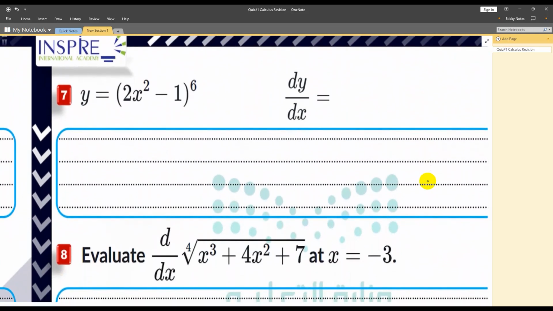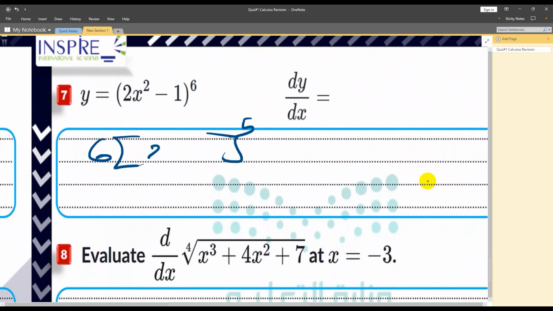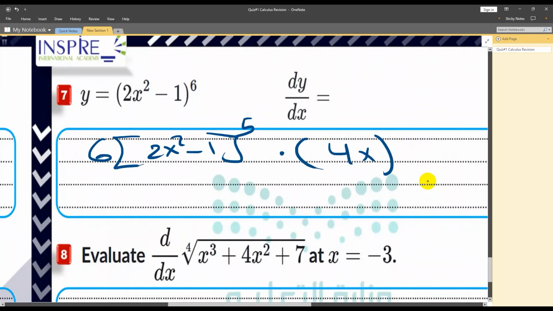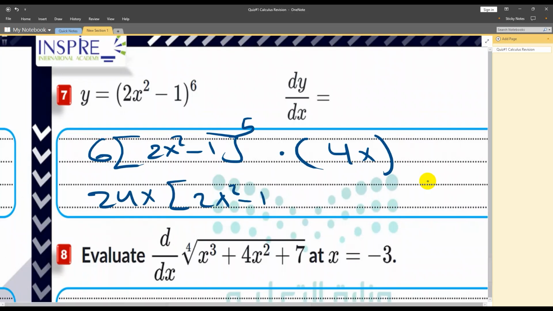Next, okay, this one, chain rule, so it will be 6 and something to the power 5. Leave it the same, get the derivative, it will be 4x. Okay, so after simplifying, it will be 24x times (2x squared minus 1) to the power 5.